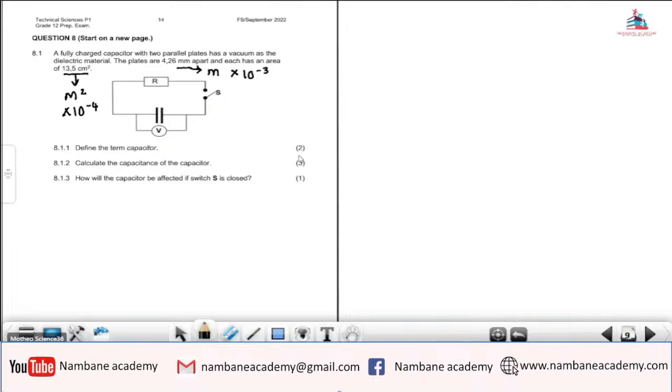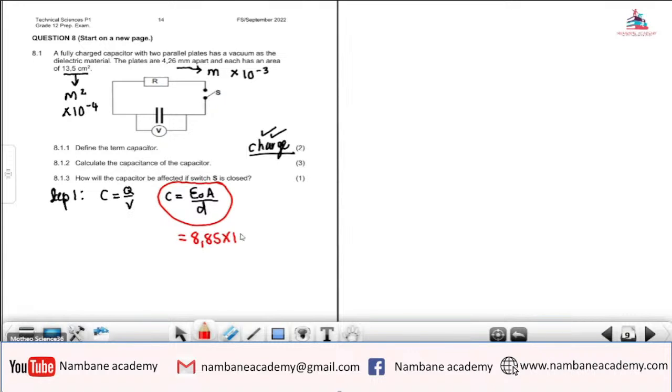Define the term capacitance for 2 marks: a device for storing electrical charge. This word is even there in the moderator's report. Charge. Do not use any other word. 0.85 times 10 to the power -12, sorted. It's on the formula sheet. Take it out before you start your exam.